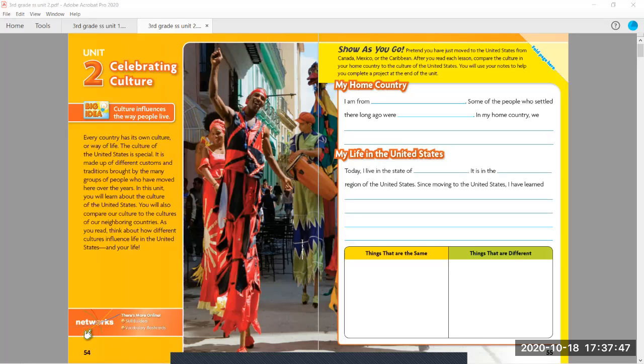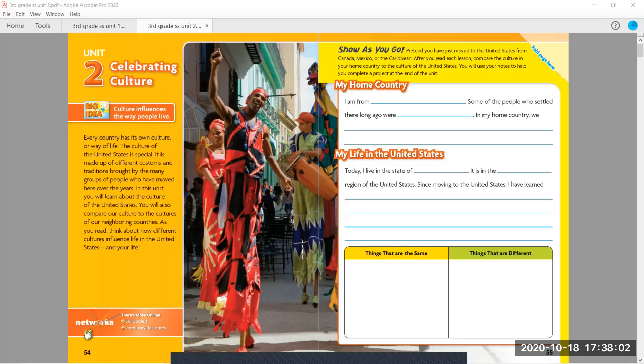Pretend you've just moved to the United States from Canada, Mexico, or the Caribbean. After you read each lesson, compare the culture in your home country to the culture in the United States. You will use your notes to help you complete a project at the end of the unit.